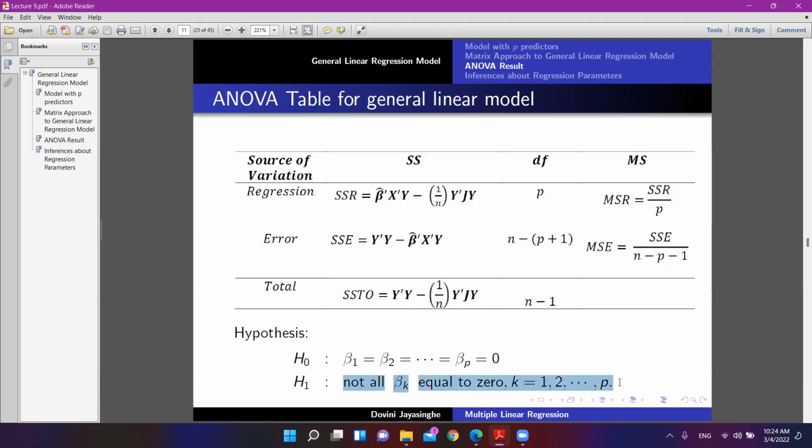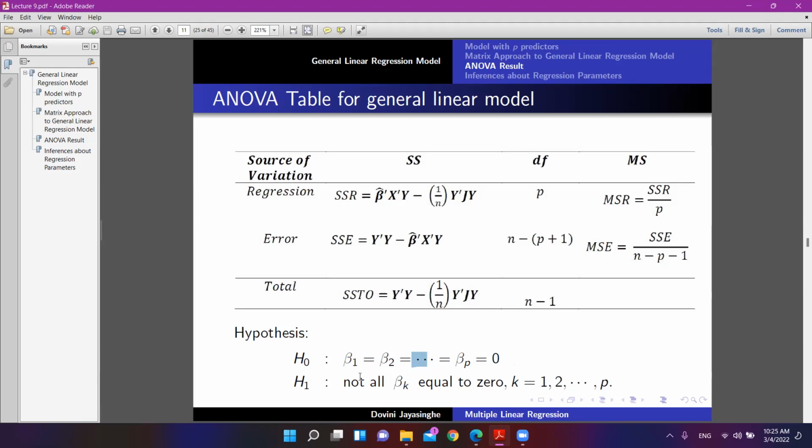You can exactly write this, right? Or else you can say at least one of these should not be equal to 0. Let's say beta 1 is equal to 0, beta 2 is equal to 0, beta 3 is not equal to 0, beta 4 is not equal to 0, beta p is not equal to 0. So beta 3 is the only thing not equal to 0. Everything else is equal to 0. But still, we say the model is significant because you have that coefficient there in the final model, right?